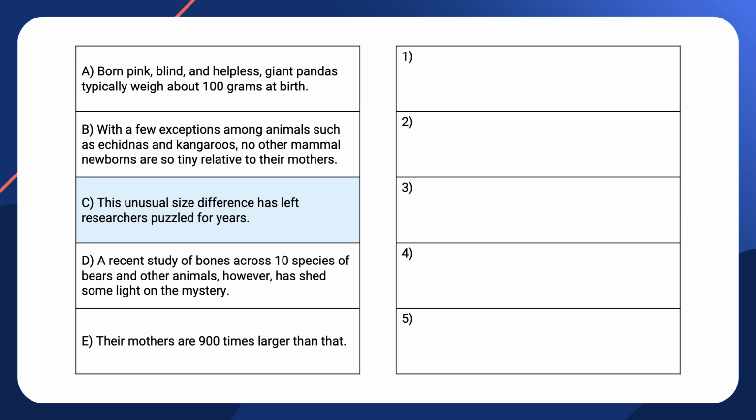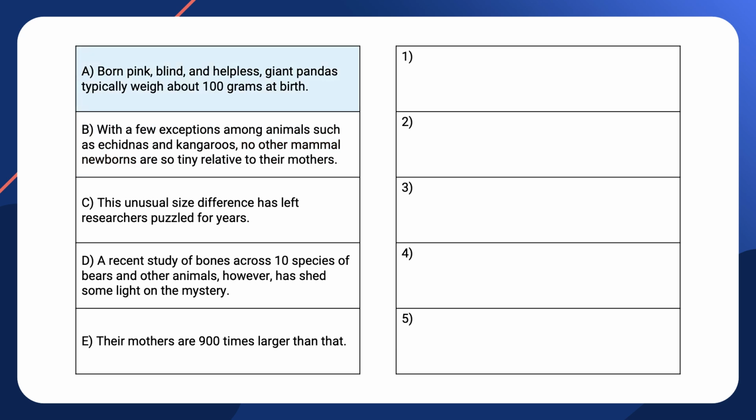Okay, sentence C. This unusual size difference has left researchers puzzled for years. This won't be the first sentence either, because of the word this, which is referring to something before. Sentence B. With a few exceptions among animals such as echidnas and kangaroos, no other mammal newborns are so tiny relative to their mothers. Notice the words no other mammal newborns. Other to what?